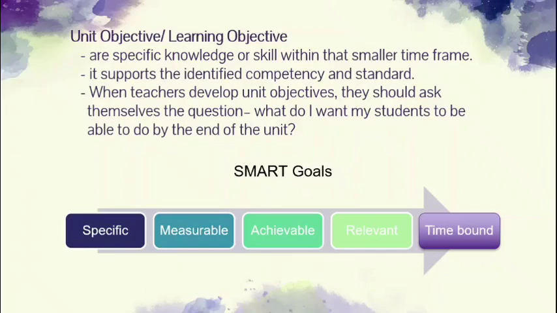Measurable. Is the objective measurable? How will you assess it? Achievable. Is the objective realistically achievable with the resources you have? Example, time. Relevant. Number one, are the objectives linked with competency that were identified in the analysis?